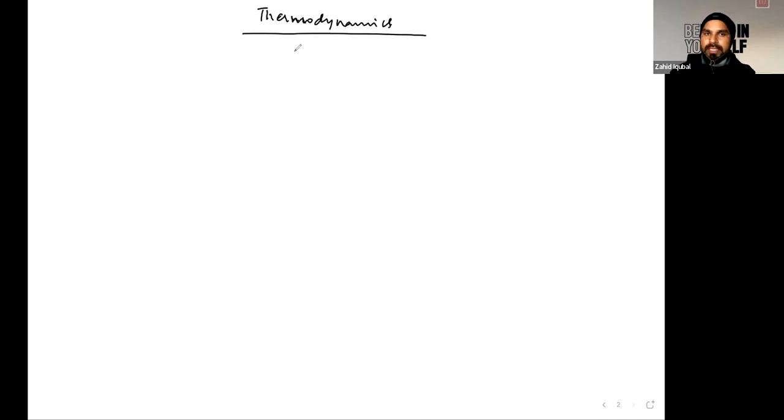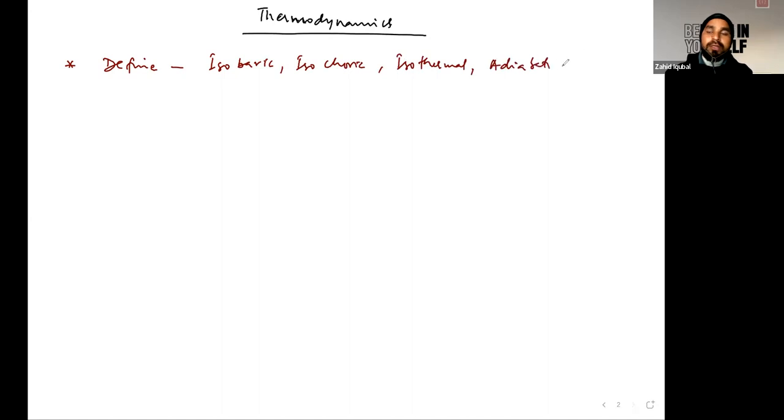first we have different thermodynamical process. So you'll be asked to define different thermodynamical process. First question will be, define thermodynamical process such as isobaric, isochoric, isothermal, or adiabatic. Or there will be a question on application of these different processes, like what will happen to the temperature of air ejecting on bursting of tire or bursting of balloon.